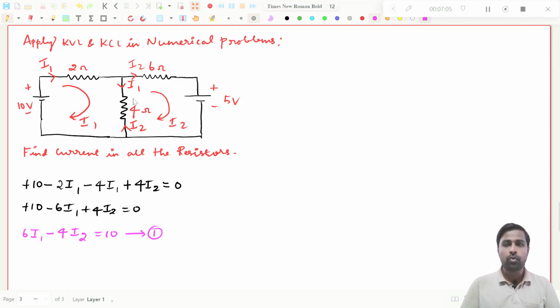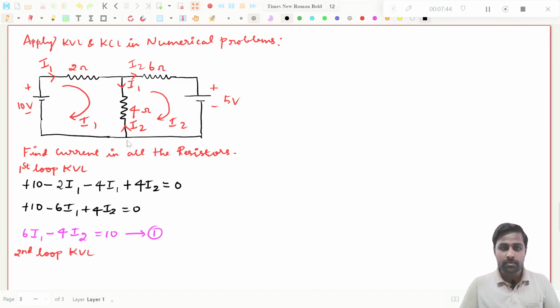So now you go for the second loop. Start from this point, go this way and come to this point, right? So now I will start from this point, I will go in this way. If I go in this way, I'm going in the same direction as I2, right? Now what you have to do? So I will write here anyhow. This is for the first loop KVL. Now I will write for the second loop KVL. Then only you can easily understand, right?